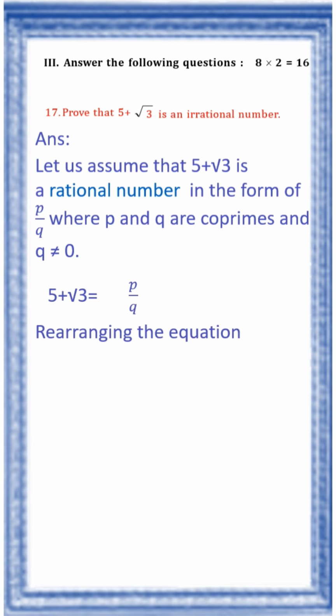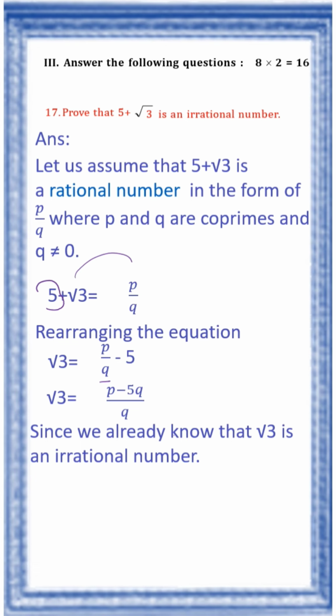Now let us rearrange. Move 5 to this place. Now we have what? Root 3 is equal to p by q minus 5. Here the LCM is q. So root 3 is equal to p minus 5q by q.